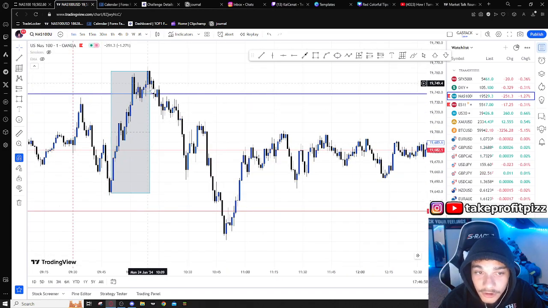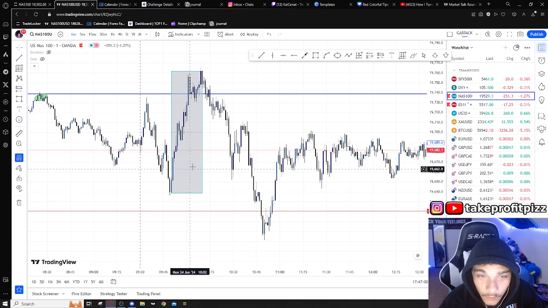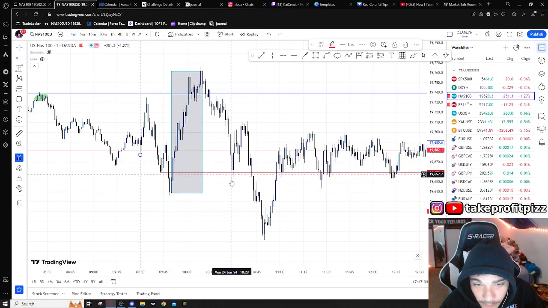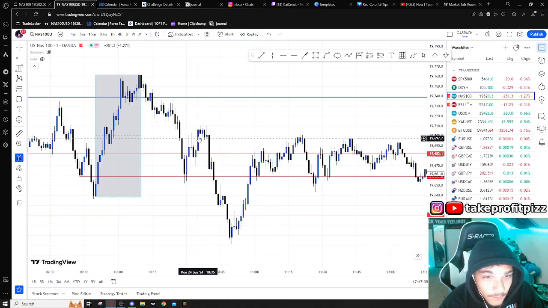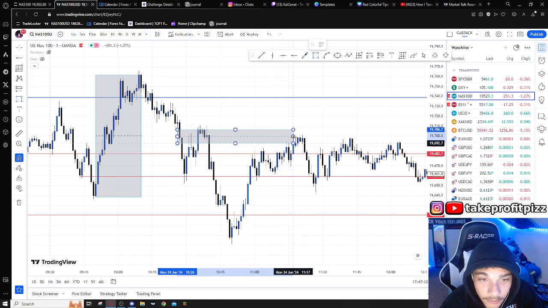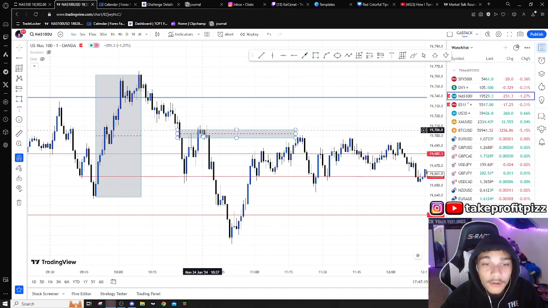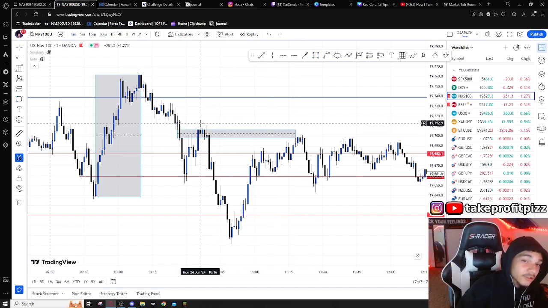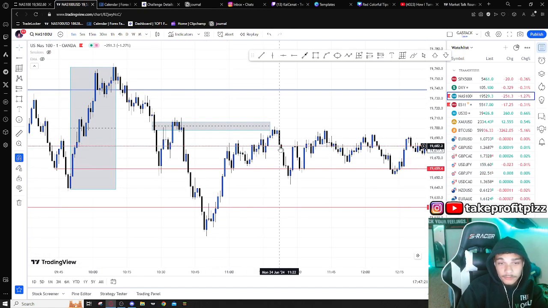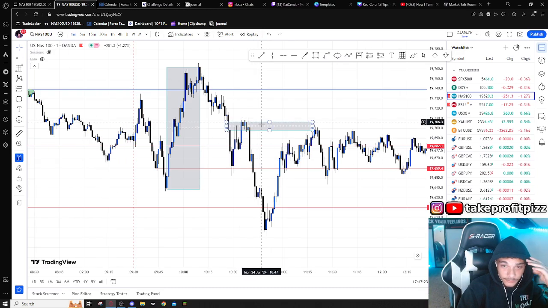So price starts selling off right here, comes all the way back down to right here, and it leaves these wicks. So it left liquidity down here, it left a bunch of orders right here, comes up into this imbalance, breaks below and does not close above it. Wicks come out of it trying to grab liquidity, can't, comes down below it. So we know that this is bearish for the day.